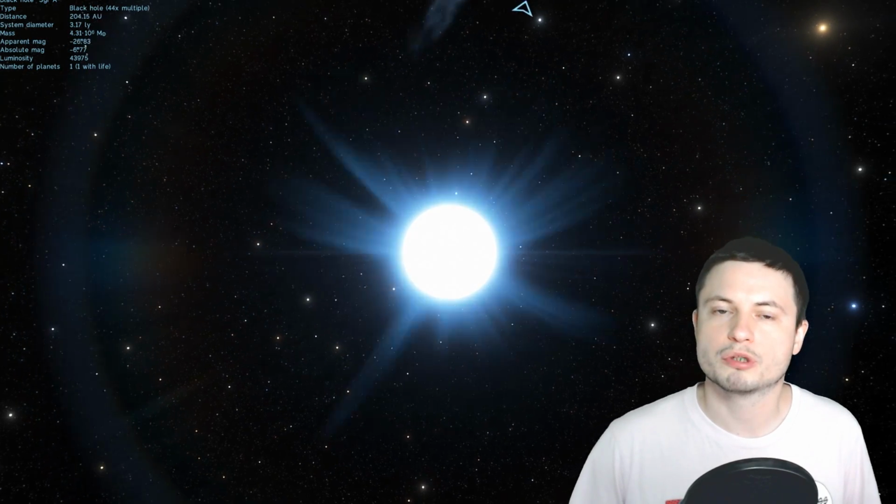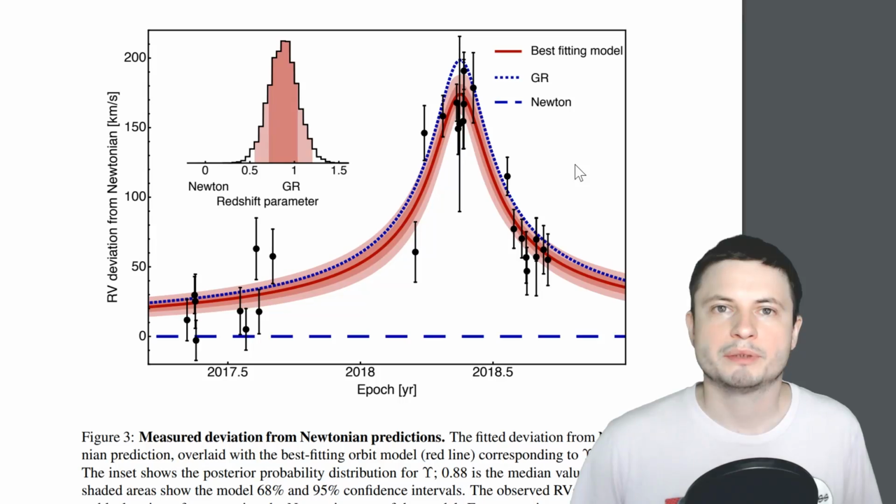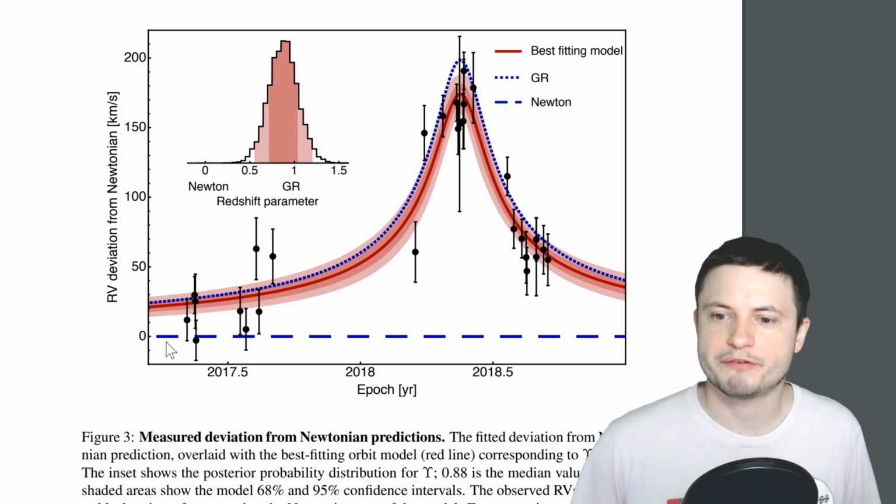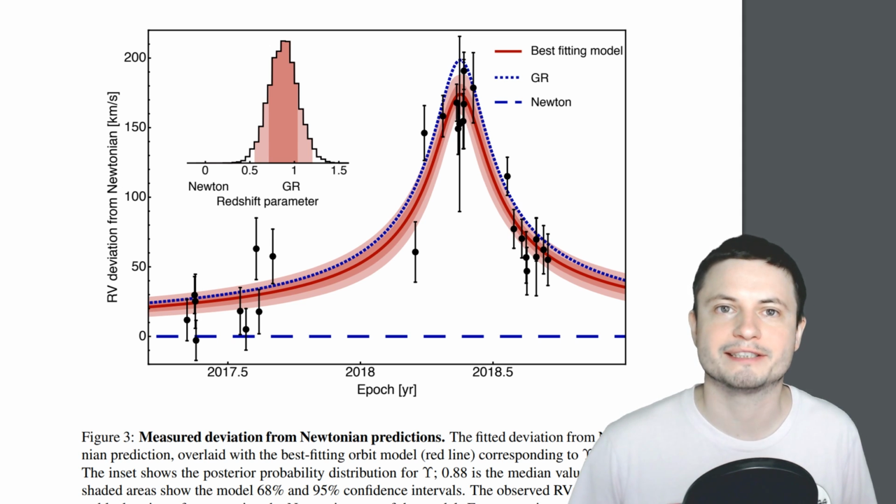You can check out more about this in the paper itself. But this graph here kind of explains pretty much everything. The Newtonian prediction is right there on the bottom. The general relativity prediction is here. And the best fitting model that they discovered was in red. Now this is within the error parameter, so it does actually kind of fit within Einstein's theory.